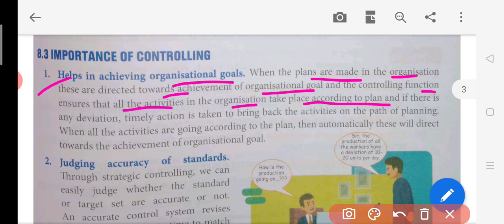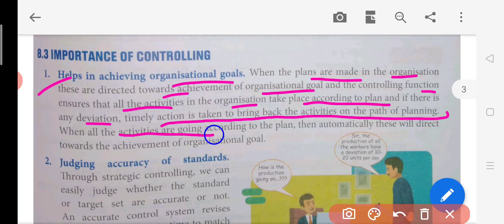And if there is any deviation, timely action is taken to bring the activities back on the path of planning. When all the activities are going according to the plan, this will automatically lead towards the achievement of the goals. So at any point of time, if you realize that the target will not be attained at the end of the month, then maybe we can tell the workers to work overtime, and we'll try to control this and achieve the target on time.